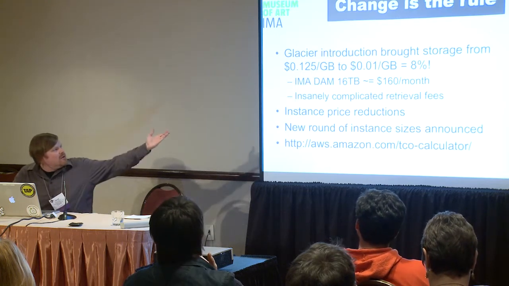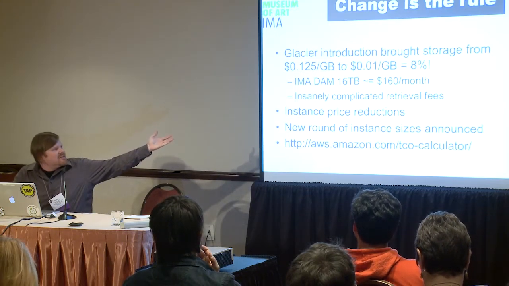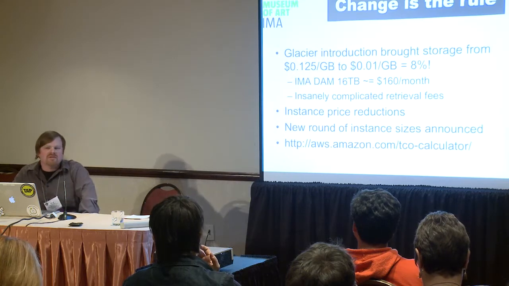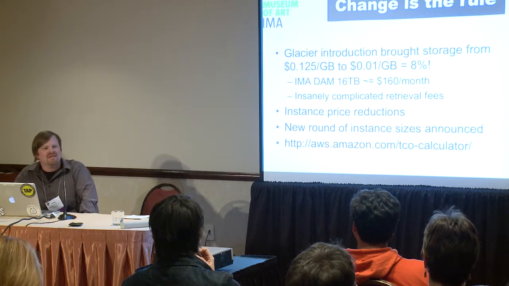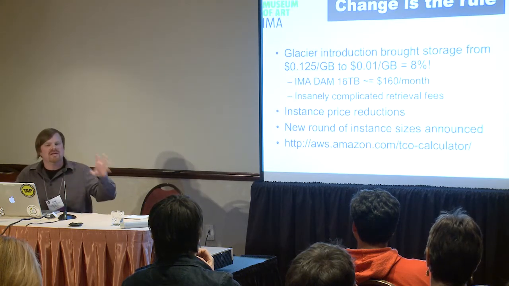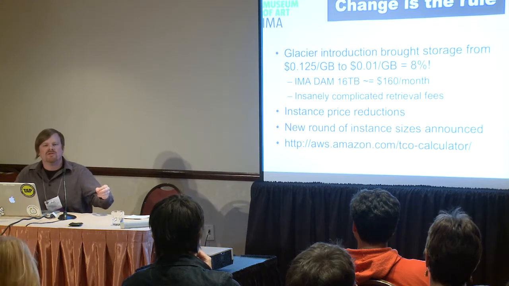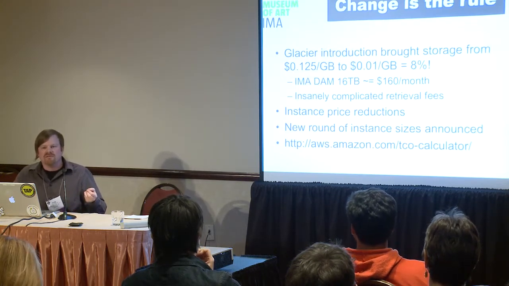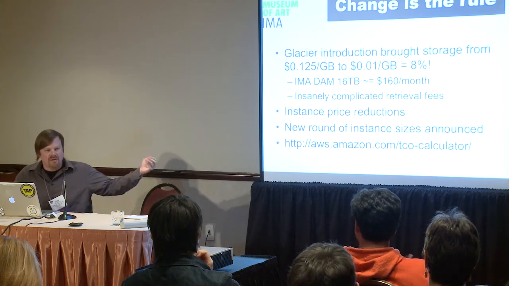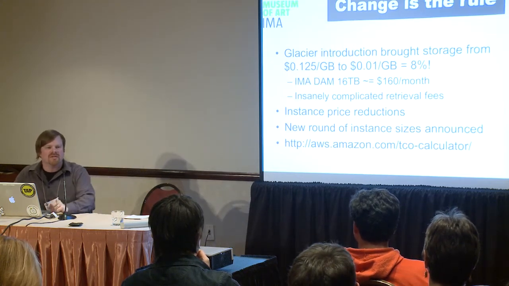For example, if we put our entire IMA DAM of 16 terabytes there, it'll be $160 a month, which is quite a reasonable price. The problem with the Glacier service is that it's meant to put data in, but they give you a very small allowance for how much you can bring out. I think it's like 5% of your entire allotment. Whatever you have in there, you can pull out 5% in a month.